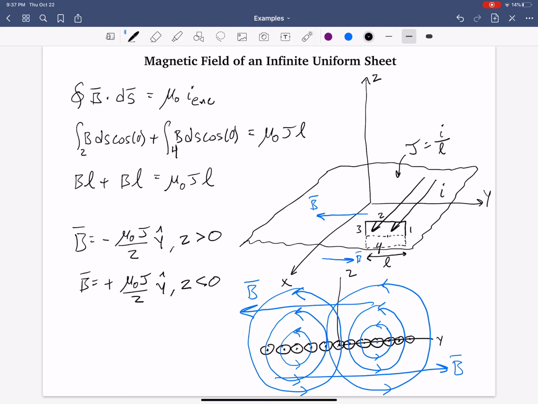Okay. So hopefully this gives you a little bit of insight into how to deal with a two-dimensional surface that's not simply a wire, right? So this is our magnetic field above and below an infinite sheet of uniform current.